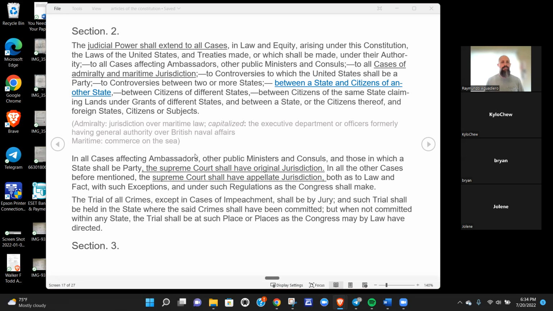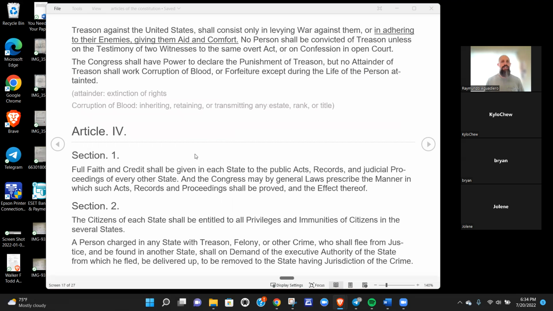All right. Article 3, Section 3. Treason against the United States shall consist only in levying war against them, or in adhering to their enemies, giving them aid or comfort. So adhering to enemies, doing what an enemy tells him to do, it's treason. No person shall be convicted of treason unless on the testimony of two witnesses to the same overt act, or on confession in open court.